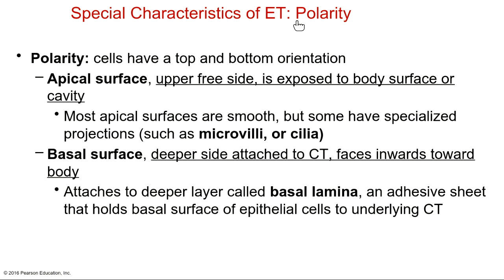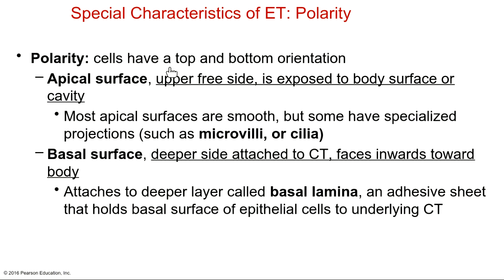First of all, epithelial tissue has something called polarity. Not all tissue has this. Polarity means it has a top and a bottom. It's oriented in this specific way because what does epithelial tissue do? It forms boundaries. So it has to have a top, for example, facing an external side, and a bottom facing the deeper or more internal side. So yes, epithelial tissue has a polarity.